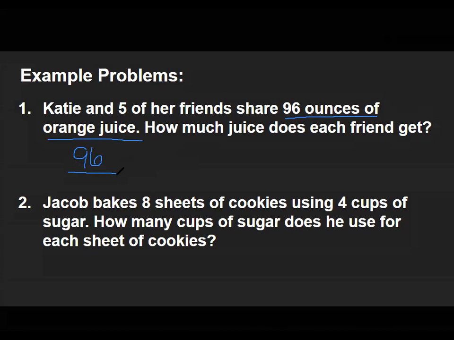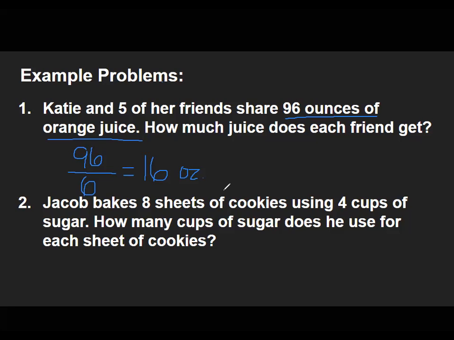Then we're going to ask ourselves the second question, who or what gets the item being shared? Well, Katie and her friends are the ones that are sharing. So Katie and 5 of her friends gives us a total of 6 friends that are sharing this orange juice. So now all we have to do is divide this out. 96 divided by 6, and that gives us 16. So that tells us that each friend is going to get 16 ounces of orange juice.